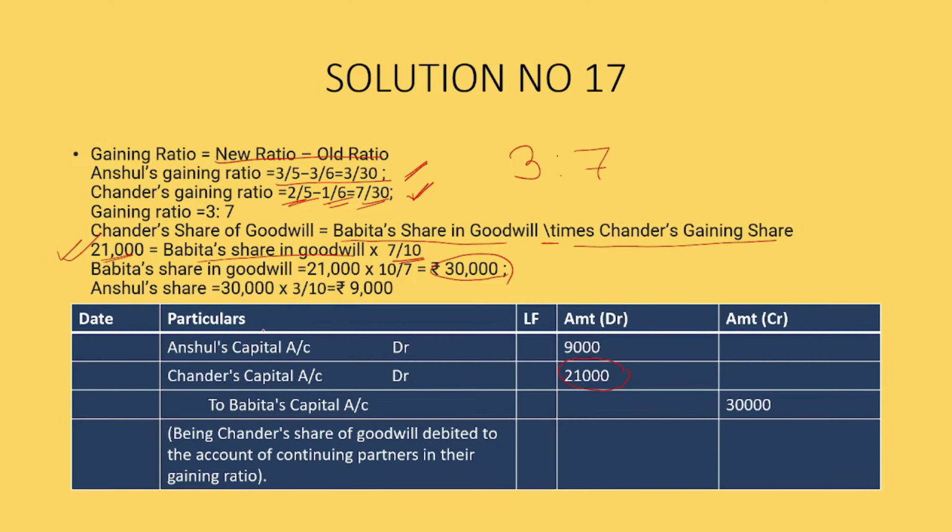So Anshul's share we can find out as 30,000 minus 21,000, which is 9,000, or we can also do 30,000 into 3 by 10, which comes to 9,000. So the final journal entry, the missing gaps that were there, are 9,000 and 30,000. These two are the answers to your question.